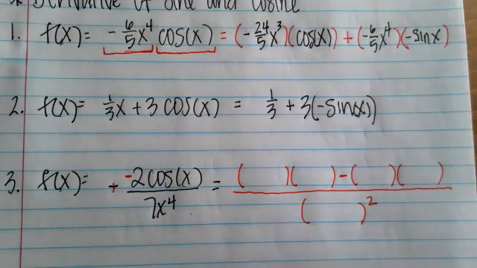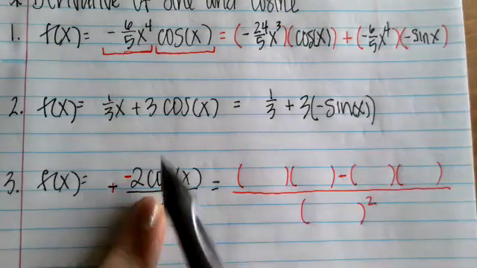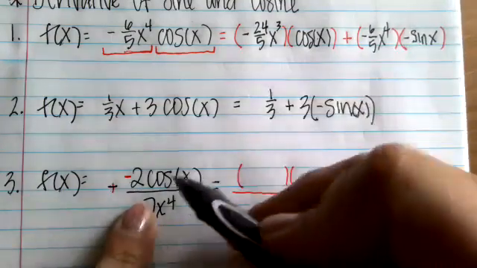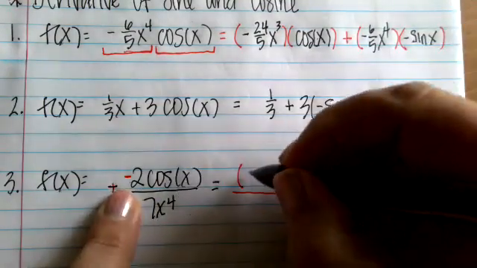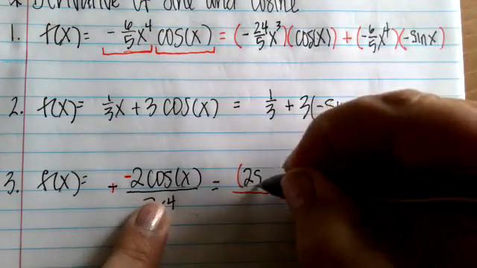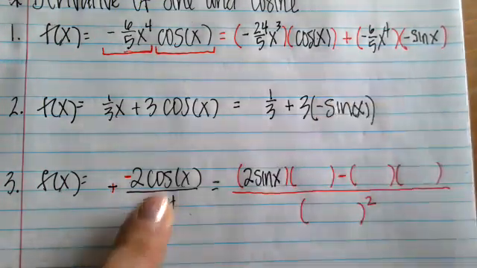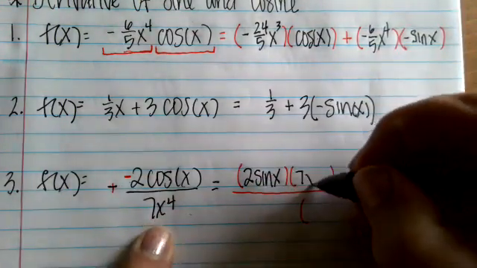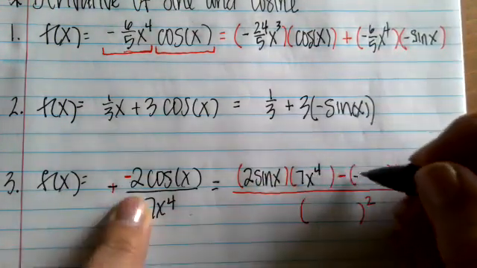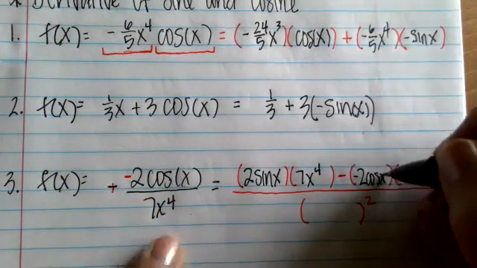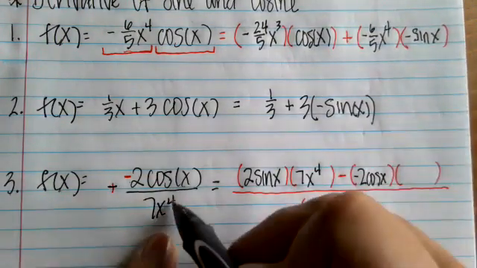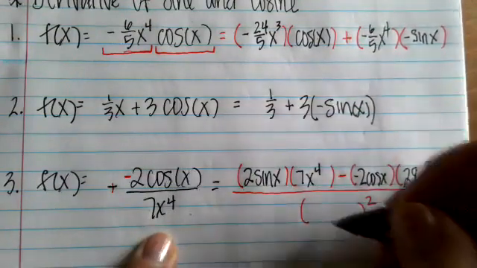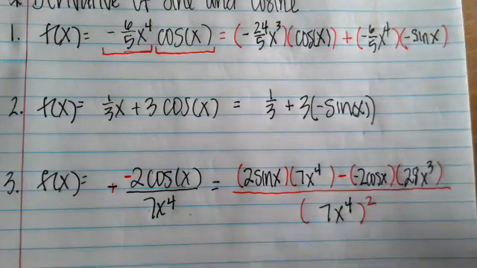So the quotient rule says take the derivative of the top. Well, remember cosine is negative sine, and then there's a negative here. So if this is negative sine times -2, that's going to be +2 sine x. The derivative of cosine is negative sine. So that's where that comes from. Times the denominator, just the way it is, minus the numerator, just the way it is, times the derivative of the denominator, bring that 4 down, would be 28x cubed, and then over the denominator squared.